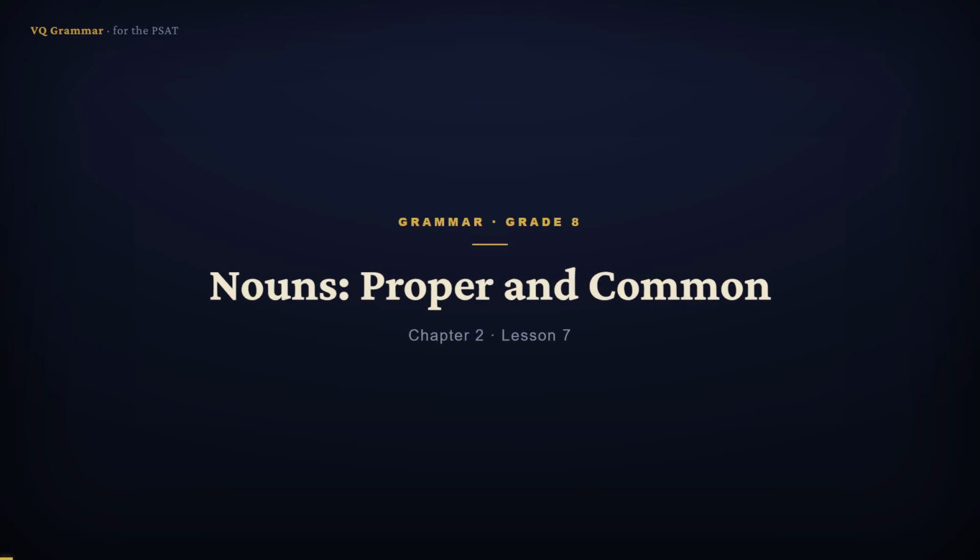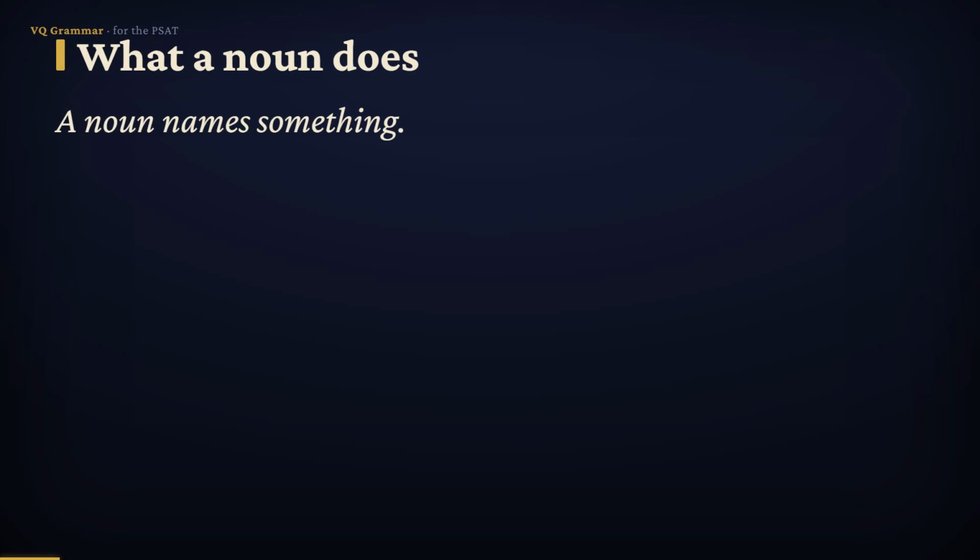This is Chapter 2, Lesson 7. This lesson opens Chapter 2, all about nouns, the words that name things. We'll start with the simplest split of all, proper nouns and common nouns. By the end, you'll know exactly when a noun needs a capital letter. Let's start with the basics.